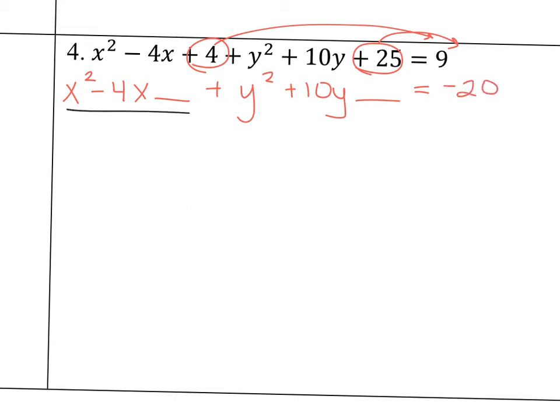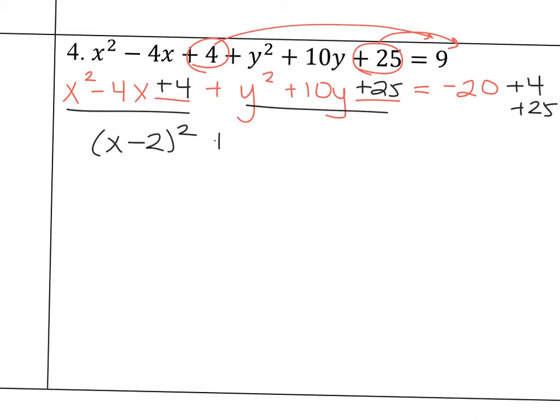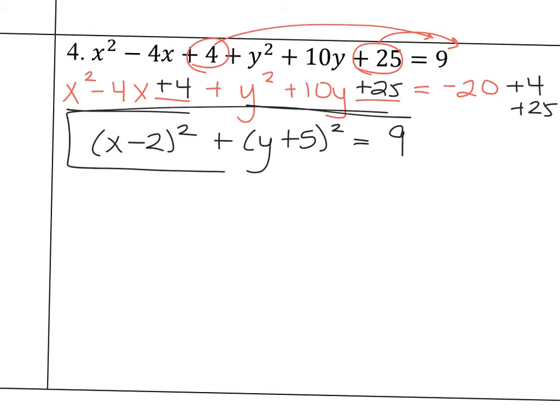So now I'm going to complete the square on my x's. Half of negative 4 is negative 2 squared. I get plus 4. So I'm going to magically add 4 over there. Now I'm going to complete my squares on my y's. Half of 10 is 5. 5 squared is 25. So now I'm going to factor. I get x minus 2 squared, and I get y plus 5 squared. Negative 20 plus 29 is 9, and I'm done.